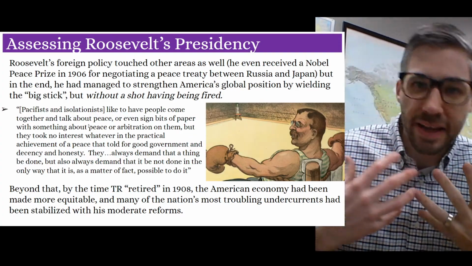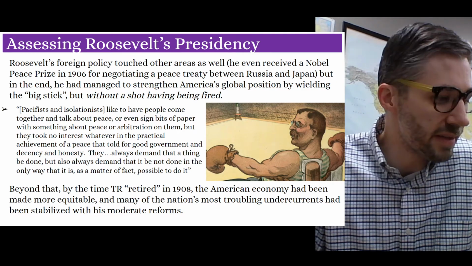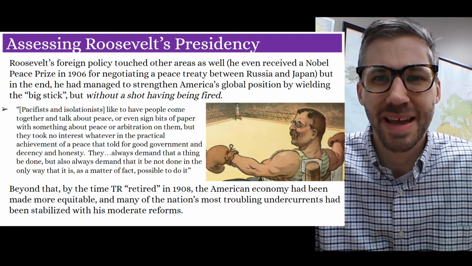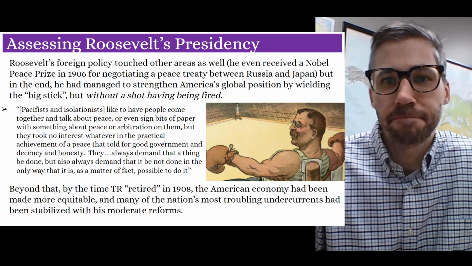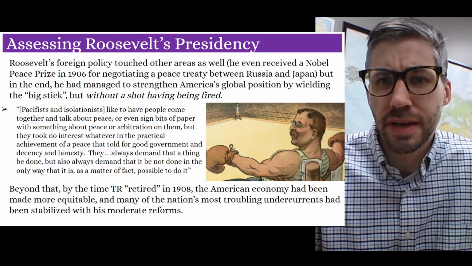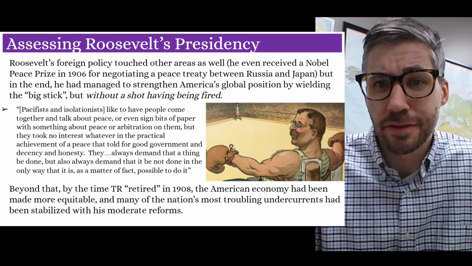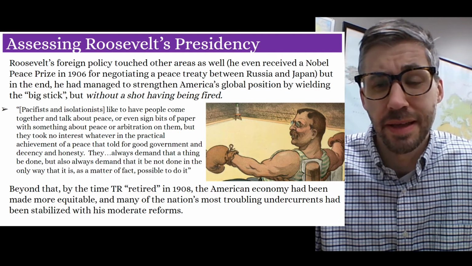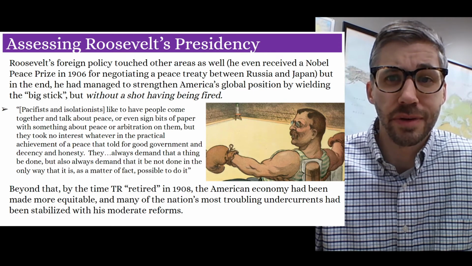And so when you take a step back, we look at someone whose foreign policy record is sometimes unsavory, or sometimes a look that Americans sort of say, man, it's a little heavy-handed, or it's a little overbearing at moments. At the same time, he's a president who won the Nobel Peace Prize for stepping in to negotiate the end of a war between Russia and Japan. He certainly strengthened the United States' global position in the world. He did benefit the world with the Panama Canal. And he did all this without a shot being fired. All right? There was no war or conflict during his administration.